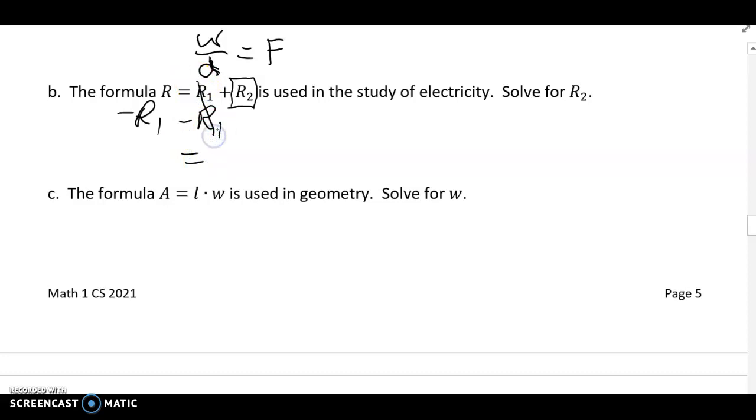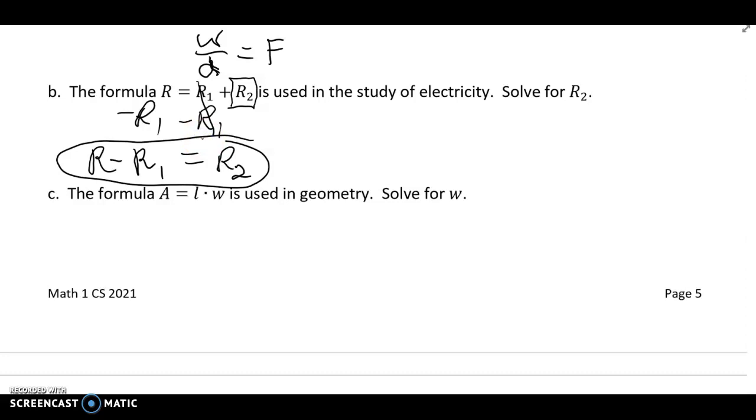On the right side, the R sub 1's go away, leaving us with R sub 2. And on the other side, again, these are variables, so unless we have like terms, all we're writing is something like this: R minus R sub 1. So there's our solution for R sub 2.